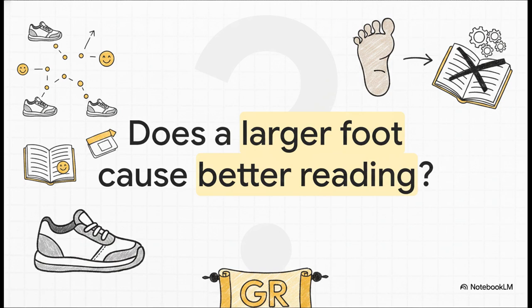Imagine a scatter plot showing a strong, positive, linear association between an elementary student's shoe size, that's our X variable, and their reading level, our Y variable. As shoe size goes up, reading level goes up. So does a larger foot actually cause better reading? Pause for a second and think about how you'd explain this using our golden rule.